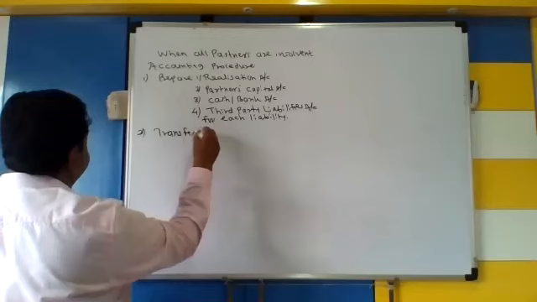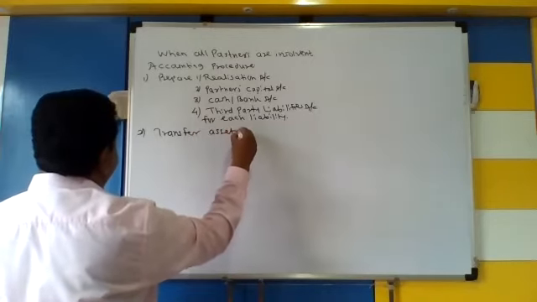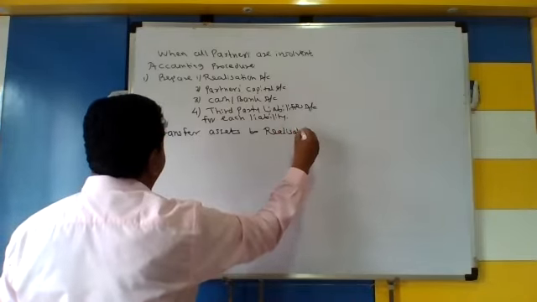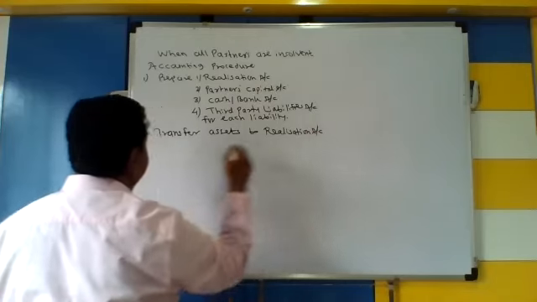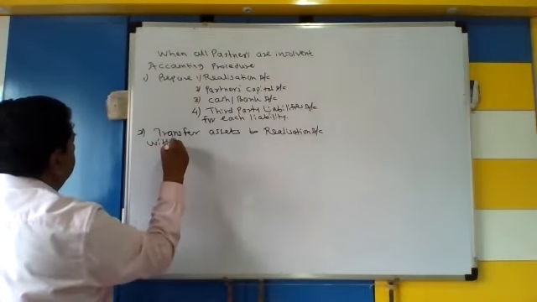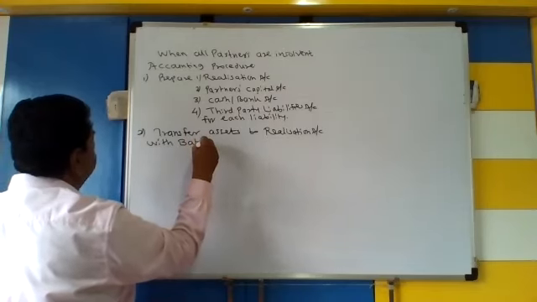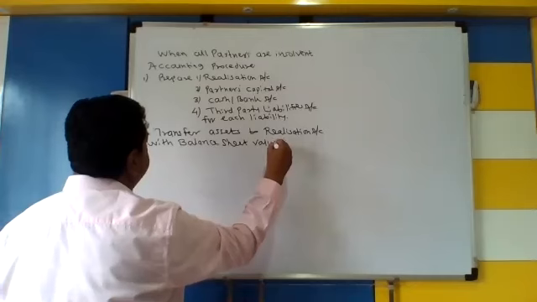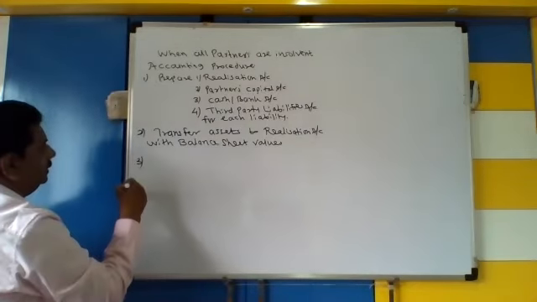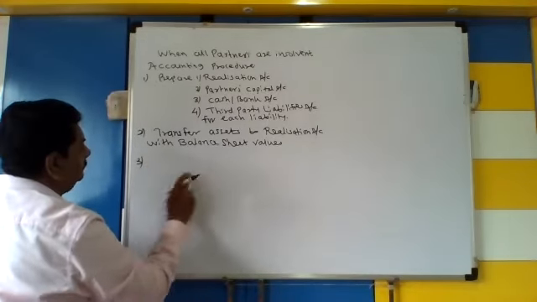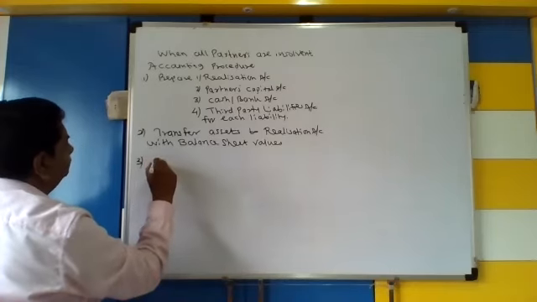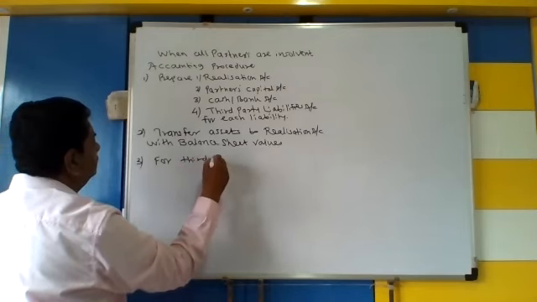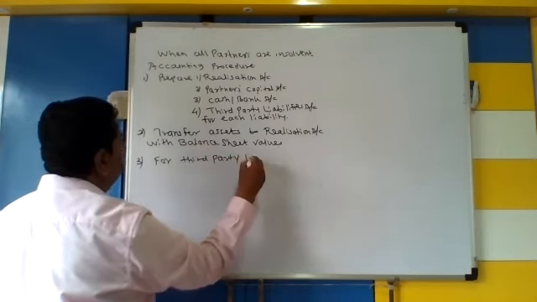Number 2. Transfer assets to realization account, with balance sheet value. Number 3. For third party liabilities.